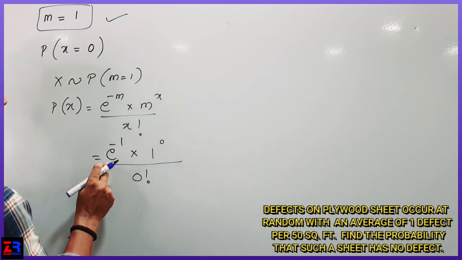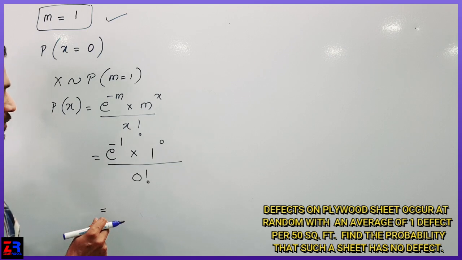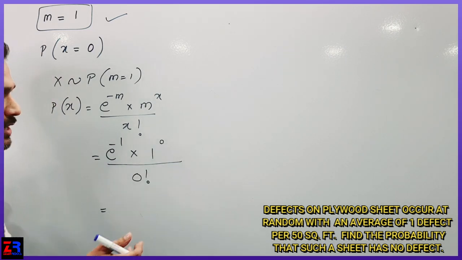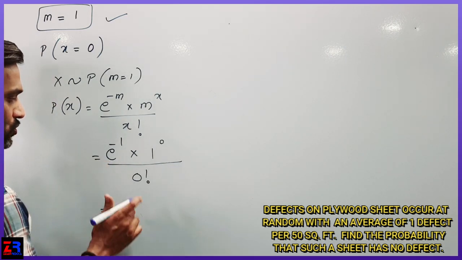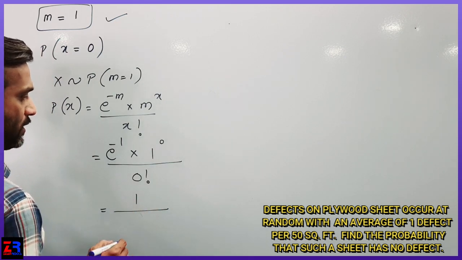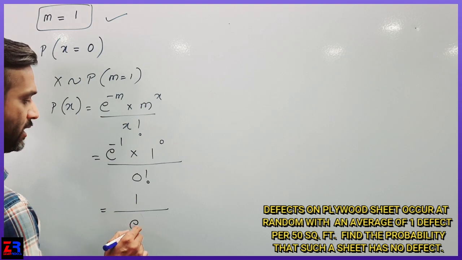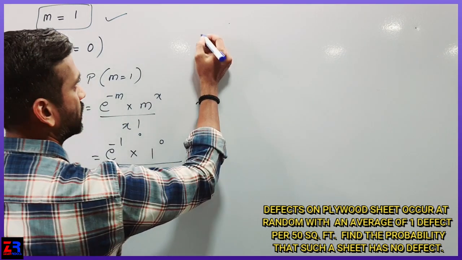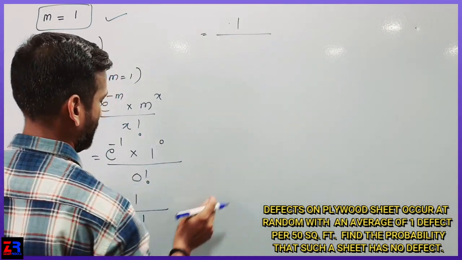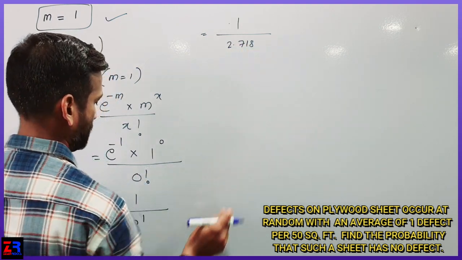So you will get e raised to minus m. You cannot get e raised to minus m directly because the value of e is 2.718, but you cannot get it directly. So what to do? 1 raised to 0 is 1. 0 factorial is 1. So take this in the denominator, it will become e raised to plus 1. So 1 divided by e raised to plus 1 is 2.718.